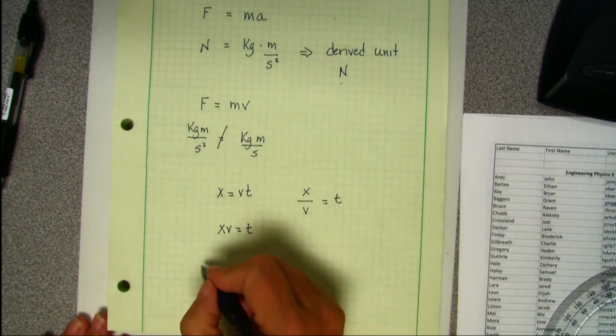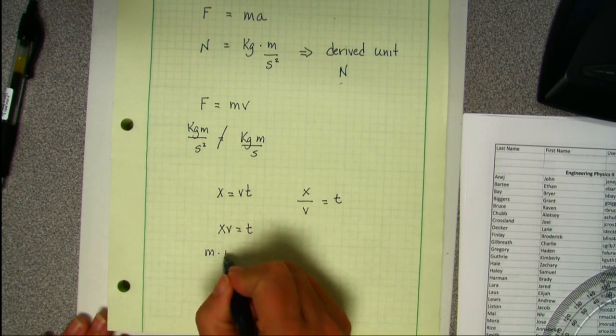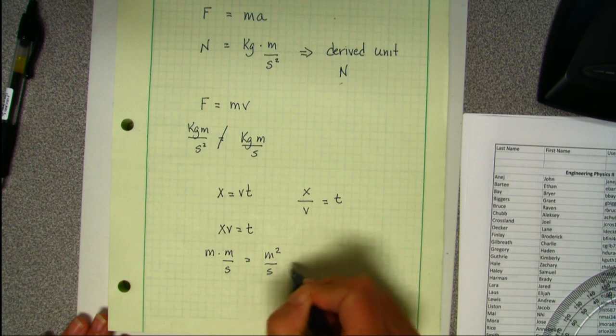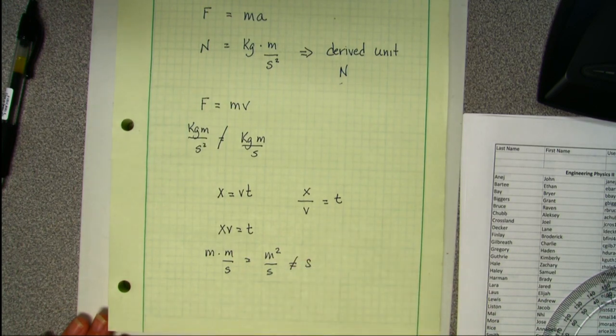Well, I can check that now. This is meters times meters per second. That gives me meters squared over seconds. That is not equal to seconds. So I've done my algebra incorrectly.